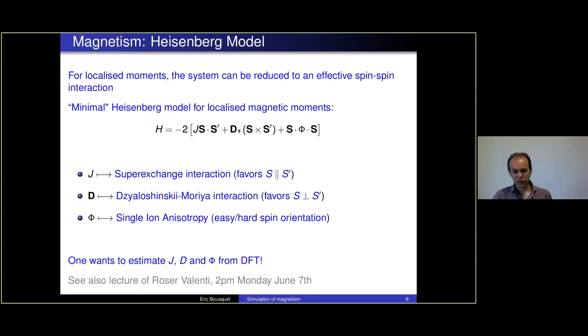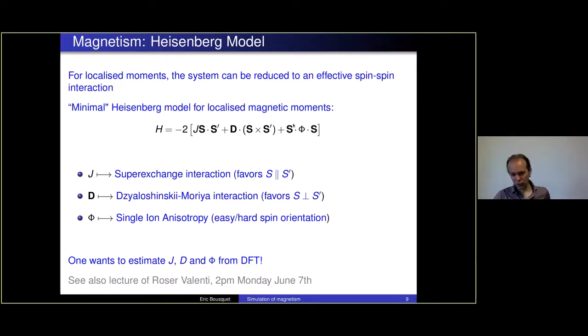But the thing is that the coupling constant in front of this S cross S' interaction is what we call the Dzyaloshinskii-Moriya interaction. And because the Dzyaloshinskii-Moriya interaction comes from the spin-orbit coupling, it is often much smaller than the super exchange interaction that is driven directly by the Coulomb interaction. So often the exchange is of the order of a few milli-electron volts, while the Dzyaloshinskii-Moriya interaction is of the order of a few tens or 100 micro-electron volts in most cases.